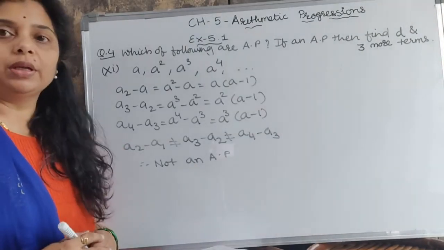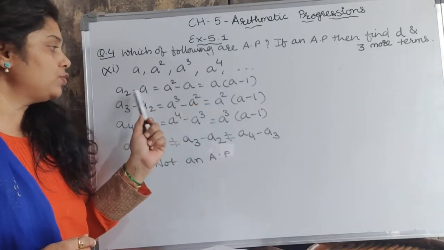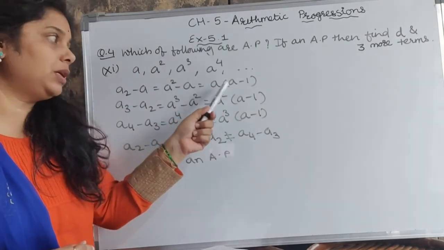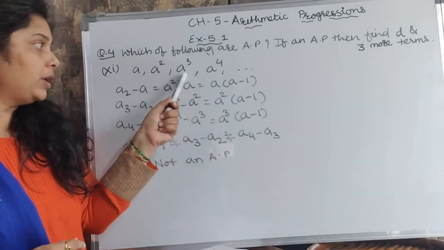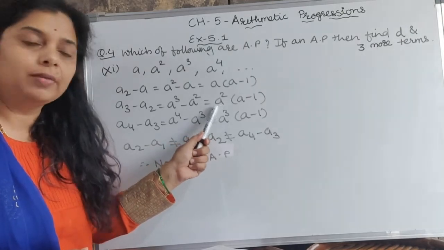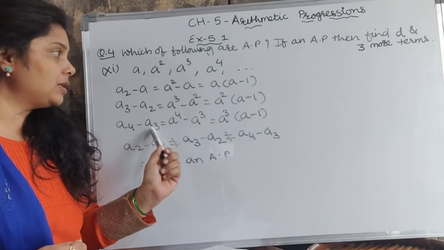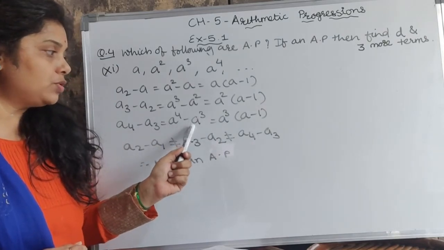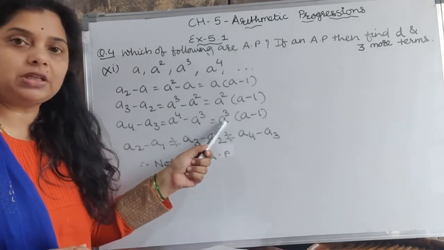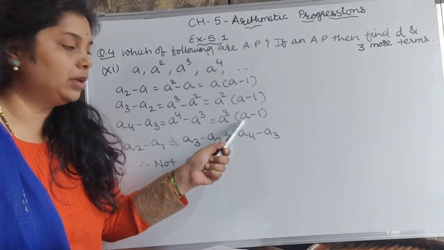Now the 11th one: a, a square, a cube, a raised to 4 and so on. So a2 minus a is a square minus a. If we take out a as common, then remaining is a minus 1. Now a3 minus a2, a cube minus a square. If we take out a square as common, then a minus 1 is left again in a bracket. a4 minus a3, a raised to 4 minus a raised to 3. If we take out a raised to 3 as common, then again a minus 1 is in a bracket.